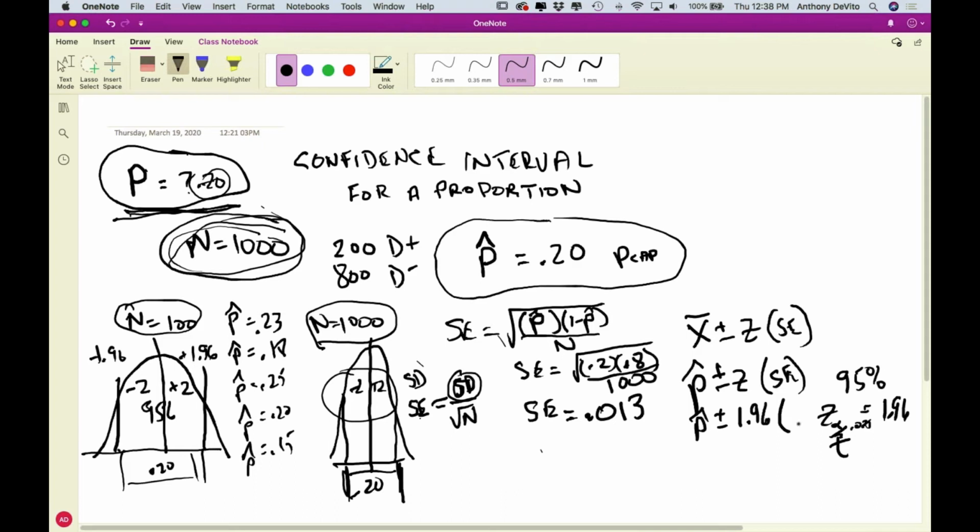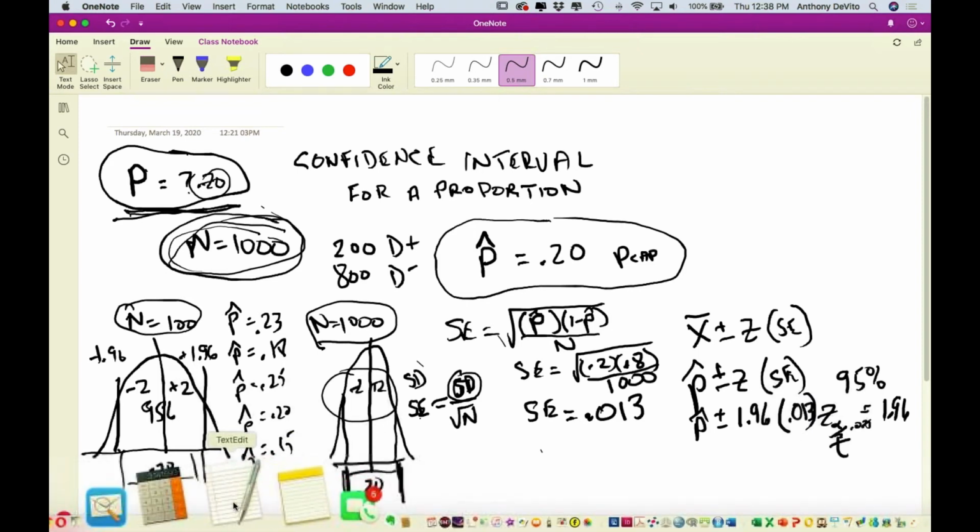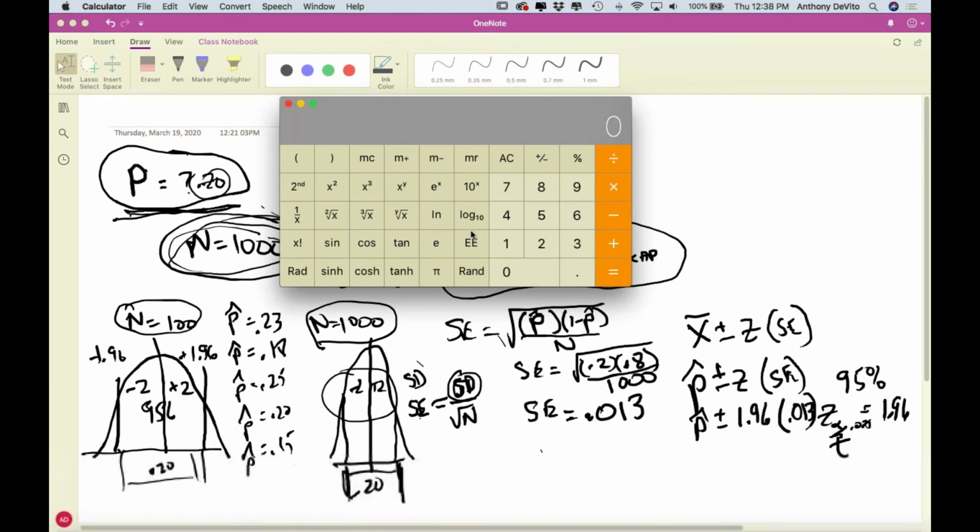We just calculated our standard error to be 0.013. So I'm going to go ahead and multiply that out and find out what I get. Again, bring up my calculator. So let's clear everything first. So 1.96 times 0.013 is equal to 0.02548. Now notice I already kind of built in a bit of an error here because I didn't really use all the digits that I had before.